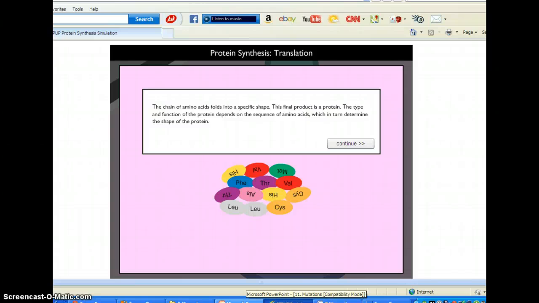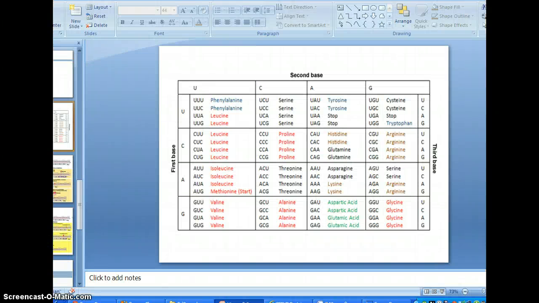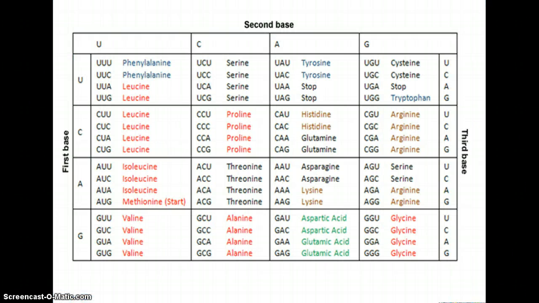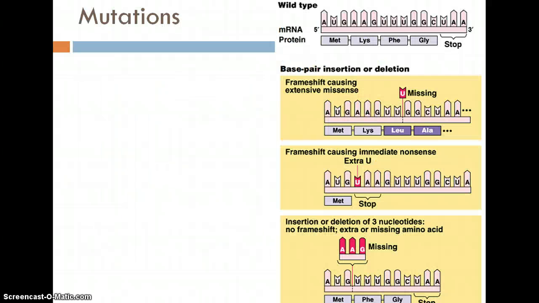And so that's a look at translation and specifically how we use the codon chart here to figure out the amino acids. Now, if this process doesn't happen right, we have mutations. And mutations are simply changes in the DNA sequence. And so then they'll affect the change in sequences in mRNA, and they could affect the sequences of amino acids. So there are different categories of mutations.